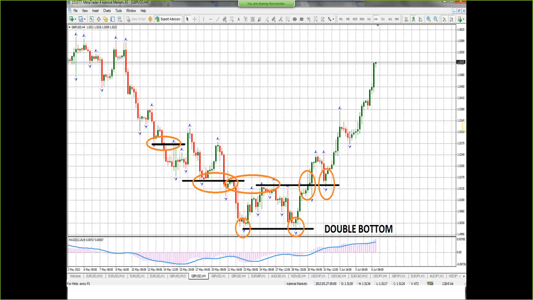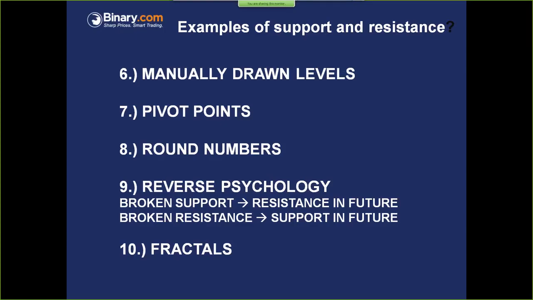Here are some examples of support and resistances, all these orange circles basically, indicating some levels of support and resistance. If you have any questions, by all means let me know. We got only 6 minutes left, so now would be the time.